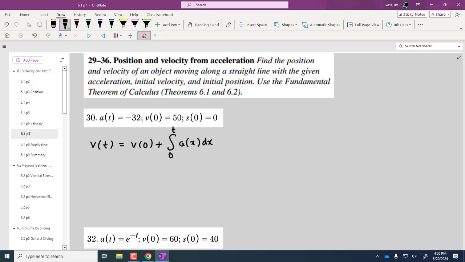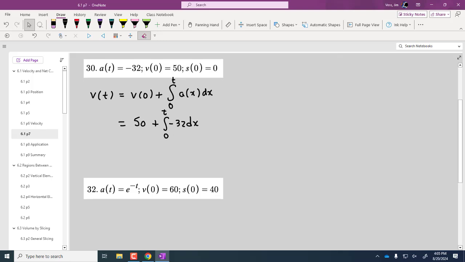All right, so this is going to be v of 0. V of 0 is 50. And then we're going to integrate from 0 to t the acceleration function, gravity with feet and seconds, negative 32. And we're going to use an x, not a t. T's already been used. So then we're going to have 50 minus 32x from 0 to t.